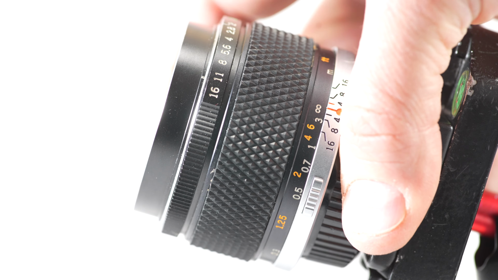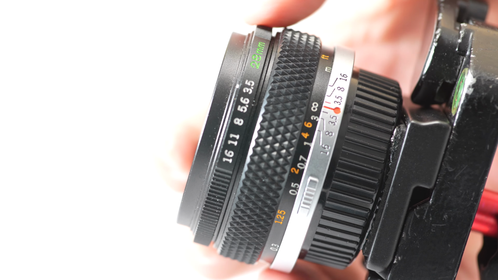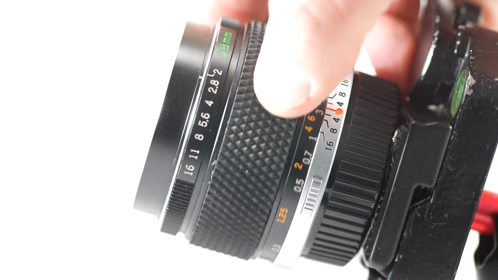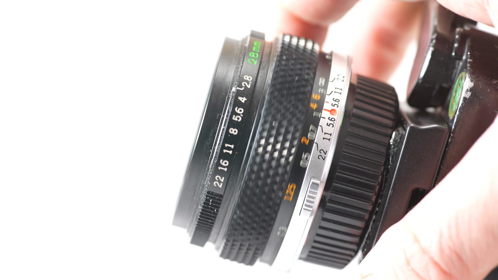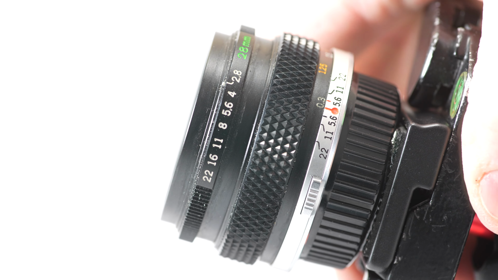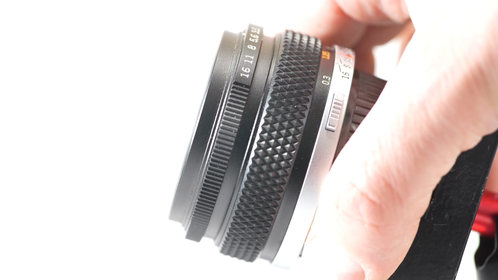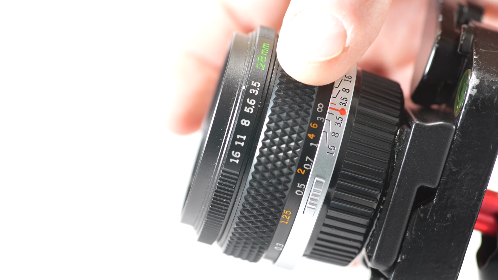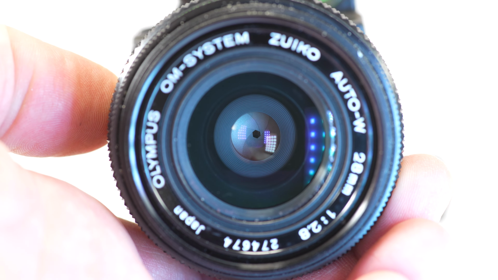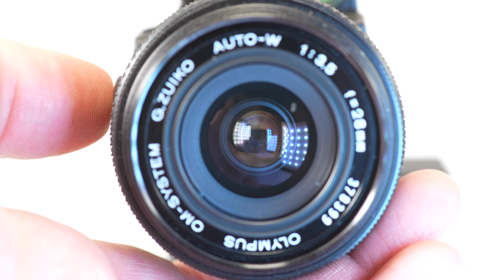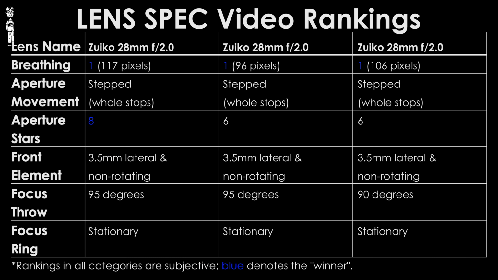The apertures are all stepped at full stops, with the asterisk that the 3.5 does not have an f4 stop. Front elements are all non-rotating, but do move in and out 3.5 millimeters, and it should be a shock to no one that they all move in and out the same amount, as these lenses have the same closest focus point. Focus throws 90 degrees on the 3.5 and 95 degrees on the other two. Focus rings are stationary in that they do not move forward and back as the focus racks. Autofocus noise is NA because these are all manual focus lenses, and any of these three lenses in good shape should make no noise when being manually focused.